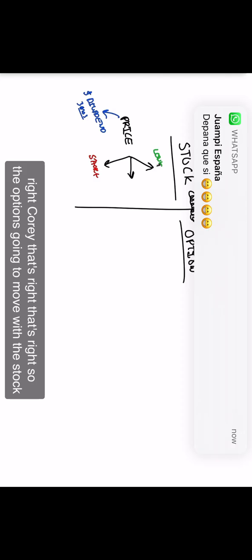That's right. So the option's going to move with the stock. It's going to have a certain amount of movement, which we'll touch on, the amount of delta that it has. But if you own a strike that's below, which we'll get to, it's a high delta, it's going to mirror the stock very closely. Some of the options won't, and we'll touch on why.